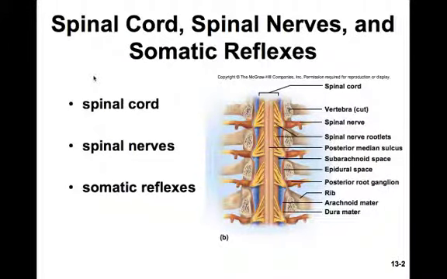In this chapter, we'll be examining the spinal cord, spinal nerves, and somatic reflexes. We'll begin by looking closely at the spinal cord, as well as the spinal nerves. And then we'll look into how some of these somatic reflexes relay their information.